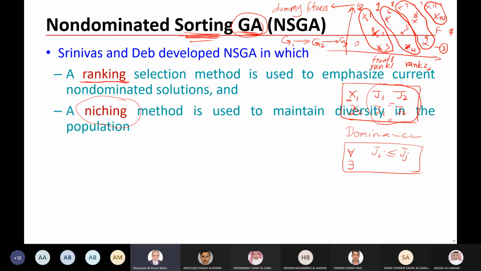At the beginning, you assume all the dummy fitness of these solutions are 10. And then this is 10 and this is 10 and all these are 10. Then you can do the following. You can say, okay, I will look at the crowded area here and I will degrade the fitness value according to this crowdedness that we have here.